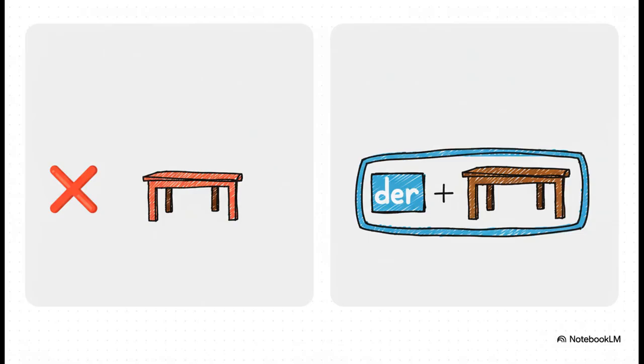And here's exactly what I mean by that. It is not enough to just learn that Tisch means table. That's only half the information you need. You absolutely must learn der Tisch. Why? Because that little word der tells you the gender, and the gender is going to affect almost everything else in the sentence. Just trust me on this.